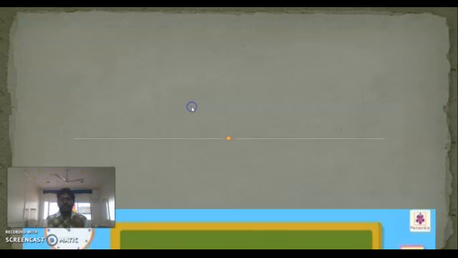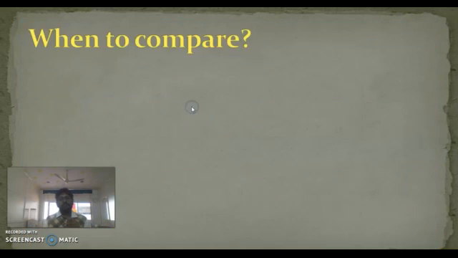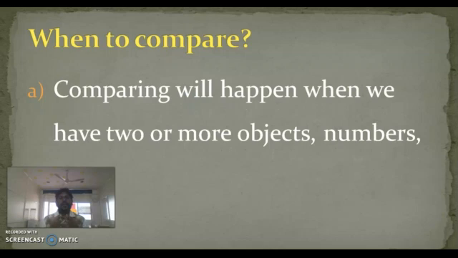Let me see about this topic. When to compare? While going through the comparison topic, you will get a great idea of when to compare numbers. Comparing will happen when we have two or more objects, numbers, etc. This is the simple answer. At least two objects we need. If you have two objects or two numbers or any two things, then we can easily compare.